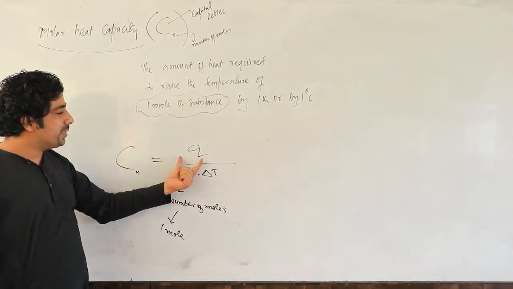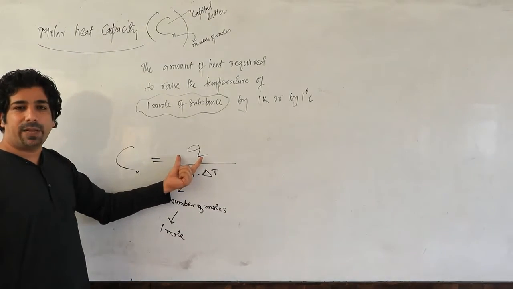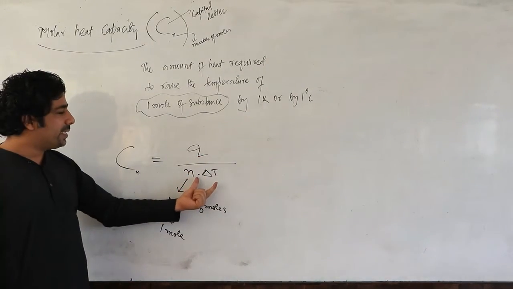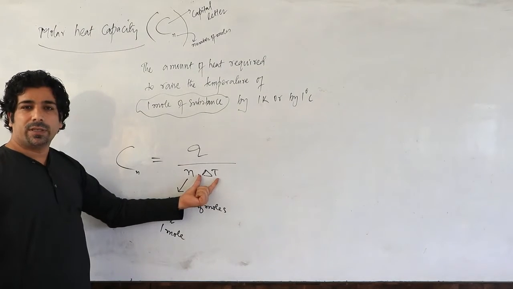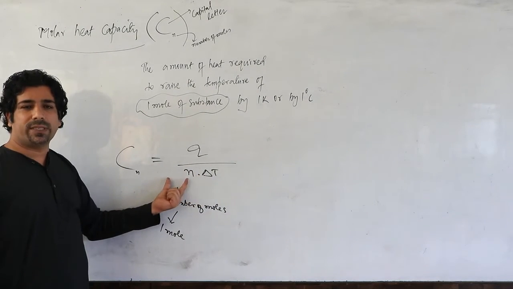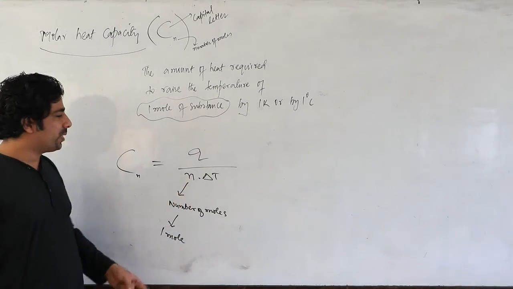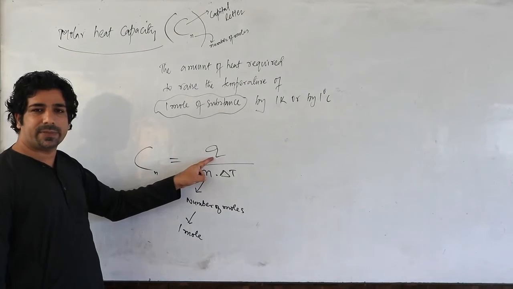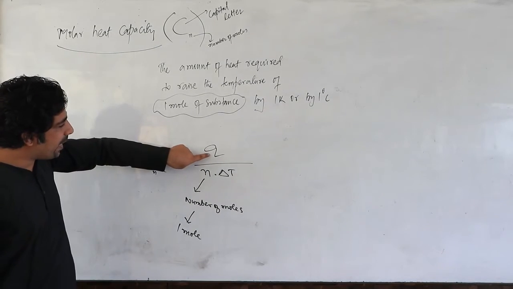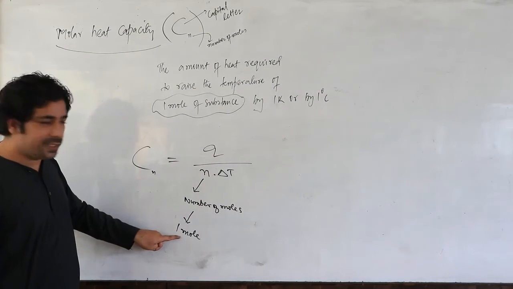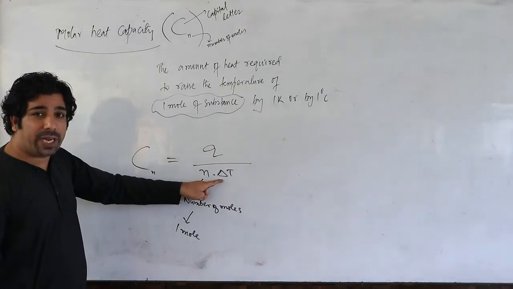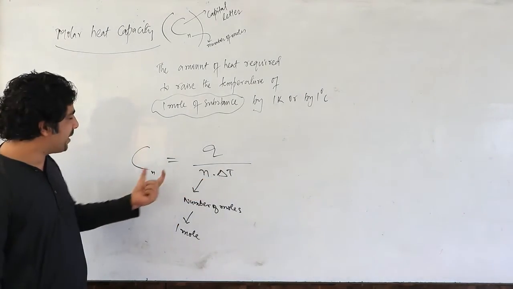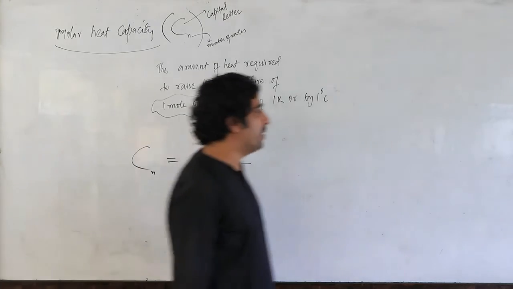So my dear friends, it is basically the heat supplied to raise the temperature by 1 degree Celsius for 1 mole of substance. So it's all about that. This is 1 mole of substance, this is the rise in temperature, and this is the heat supplied, correct? So the heat supplied to 1 mole of a substance to raise its temperature by 1 degree Celsius, that is the molar heat capacity, my dear friends.